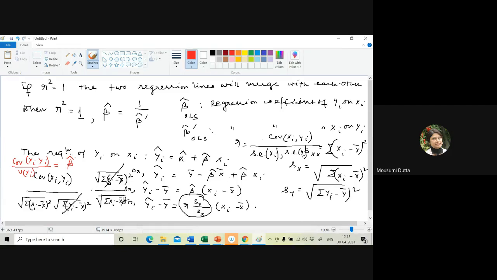Okay, so R is basically covariance divided by square root of the two variances. In the numerator, there is no square root, only in the denominator there will be square roots. So if this is the formula for R, beta hat is equal to R Sy by Sx. Now are you understanding, everybody? Yes, ma'am. Okay, so we can use this format. Call this equation number one.